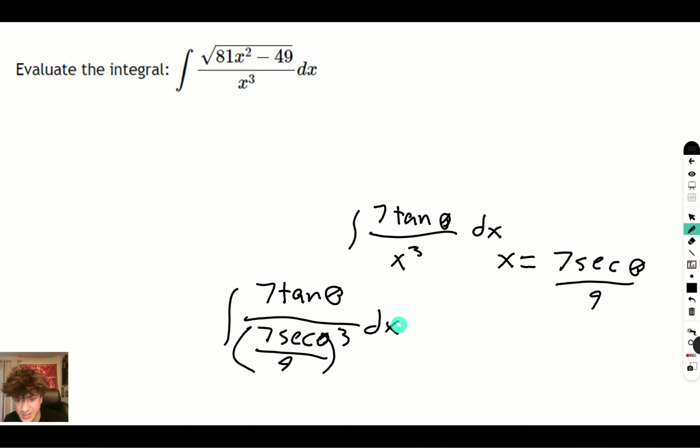Now let's get dx in terms of theta. What we'll do is take the derivative of both sides. The derivative of x is going to be dx. The derivative of 7/9 secant theta is going to be 7/9 secant theta tangent theta d theta. There you have it. Now let's just bring this home really quick.